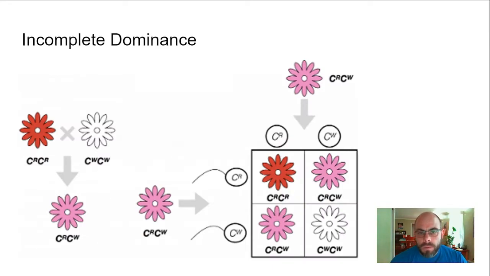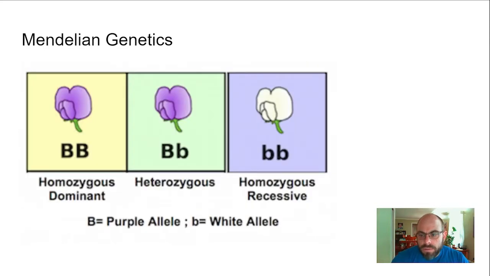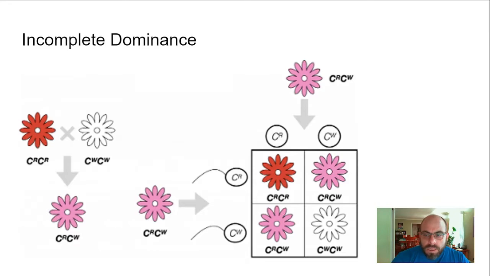Look at the word. It's dominant. It's just not completely dominant. Back here, purple is completely dominant over white. How do we know? Well, even when the white allele is present, in the heterozygous condition, the purple completely dominates it. Incomplete dominance is where you have multiple dominant alleles, or more than one dominant allele, and neither one completely dominates the other. What does that look like?